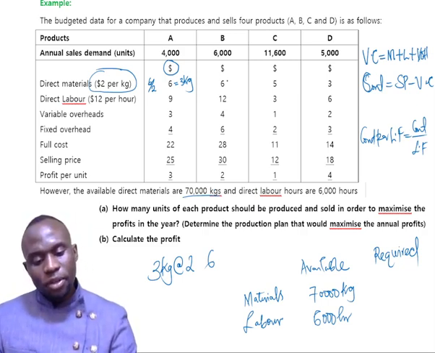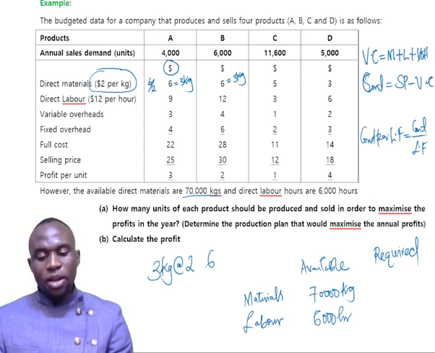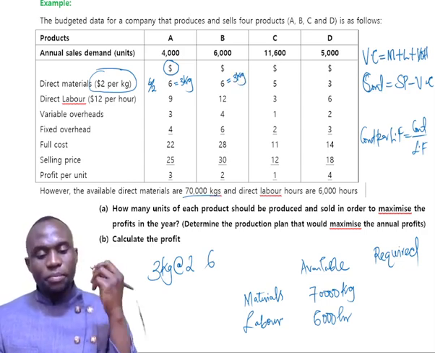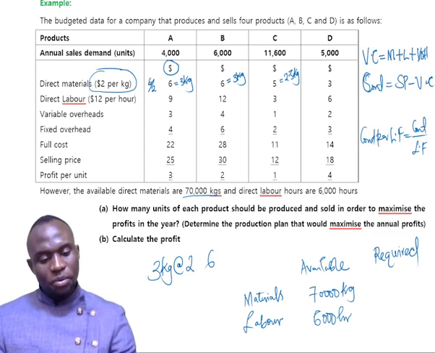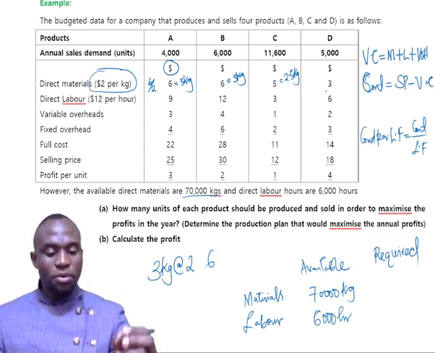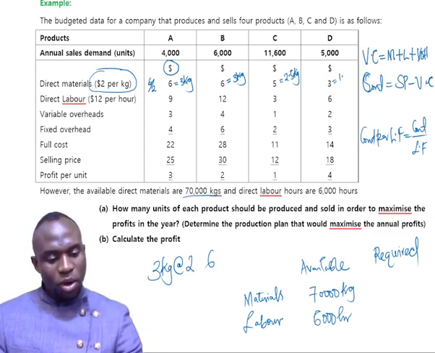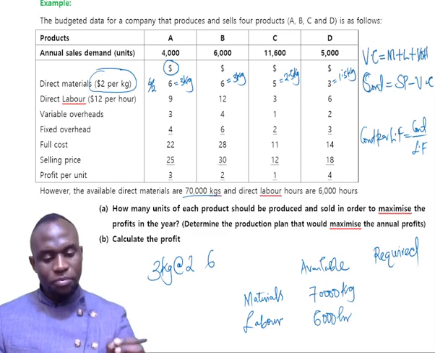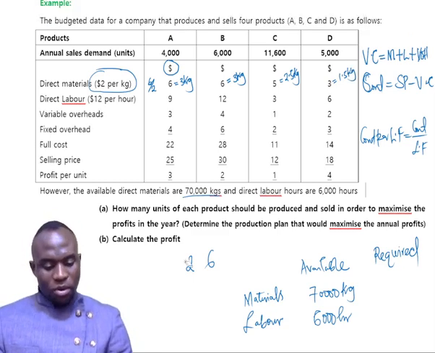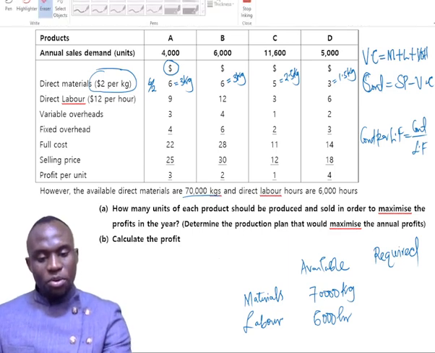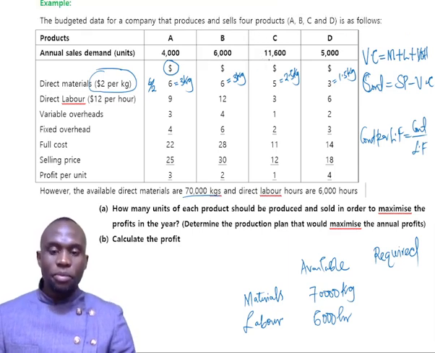For B, it is the same. We need 3 kilograms. For C, we are dividing 5 divided by 2. We need 2.5 kilograms. And finally for D, we need 3 divided by 2. It is 1.5 kilograms. So in total, how many kilograms do we need to produce all those units?